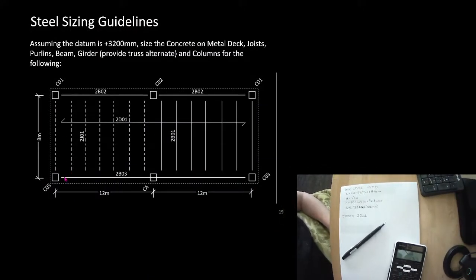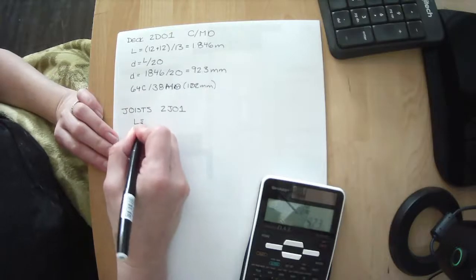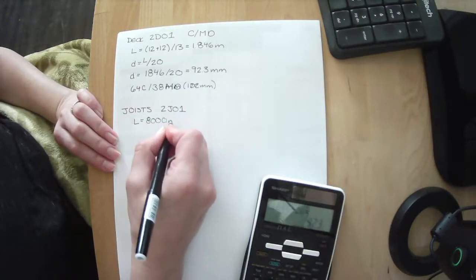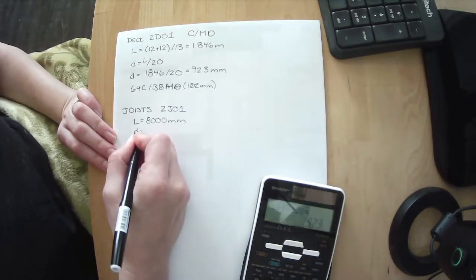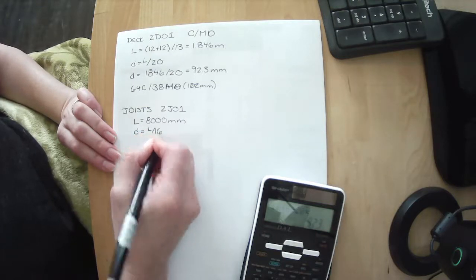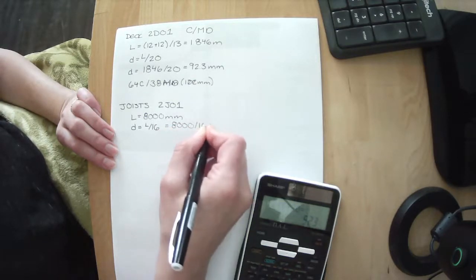All right, so 2J01 spans from here to here. That's its length. Its depth is into the page. We can't see it. This is a plan. So we want to know how deep it is if it spans from here to here. Well, it looks like that distance is 8 meters. So let's make this bigger. We have a length of 8 meters, which is 8,000 millimeters. The sizing guideline for joists is L divided by 16. So for us, it's 8,000 divided by 16.